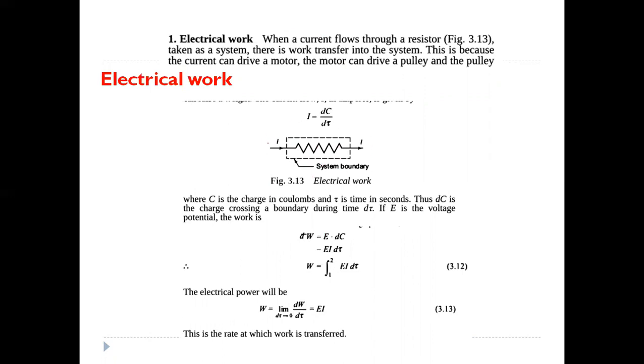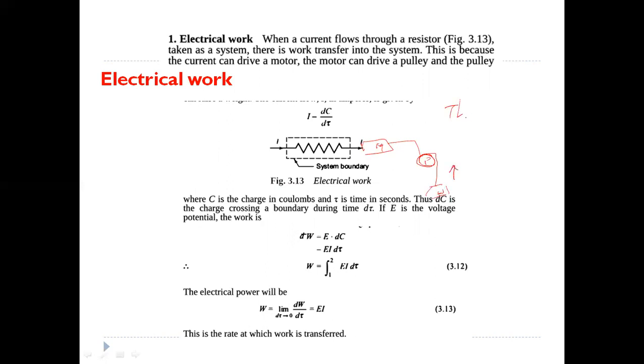Okay. So there is a work transfer into the system here. Why are we saying there is a work transfer? Because the current flowing here can drive a motor. If you connect a motor here, the current flowing inside this system can run the motor, and this motor can again drive a pulley. If we place a weight here, this pulley can raise the weight.